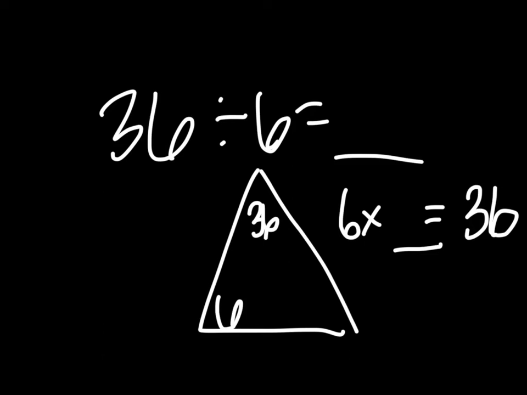In this situation, the answer would be 6. So 6 groups of 6 equals 36. So if you think about that fact family, 36 divided by 6 is also going to be 6. So this is using multiplication, or the fact family, to help you figure out the division problem.